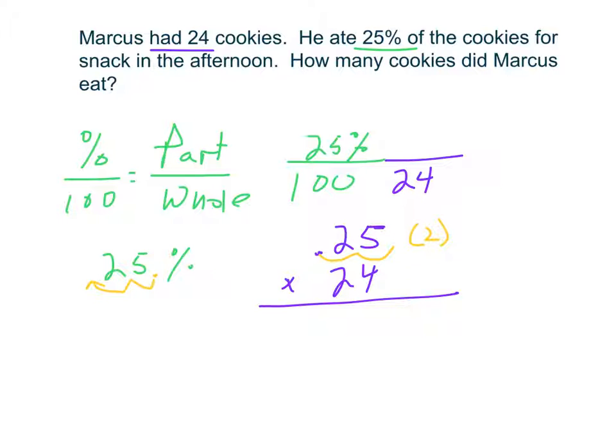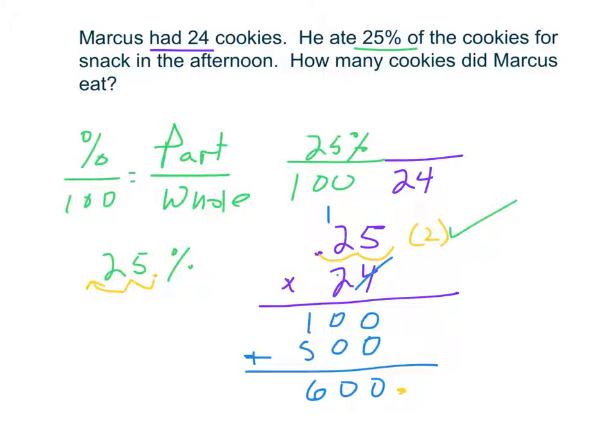So again, multiplication. 4 times 5 is 20. I put a 0, carry the 2. 4 times 2 is 8, plus 2 is 10. I'm done with the 4, so I put my little placeholder here. 2 times 5 on the other side is 10, so I'm going to put that, and carry a 1. 2 times 2 is 4, plus 1 is 5. Now I'm going to add this up and I get 0, 0, 6 right here. Then I have my decimal point at the end. How many places do I need to move it back? I need to move it back 2 places, 1, 2. We get pretty much the same answer we got for our other example, which is 6, or 6.0. So Marcus ate 6 cookies if he ate 25% of the 24.